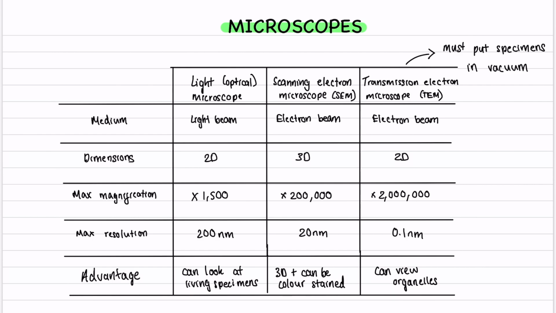The transmission electron microscope still uses electron beams, and the specimens must be put into a vacuum, so you definitely cannot view living specimens. You can only view 2D images, but 2 million times the magnification and 0.1 nanometer resolution. So with transmission electron microscope, you can see organelles in great detail as the distance between 2 points is much smaller, hence a higher resolution.